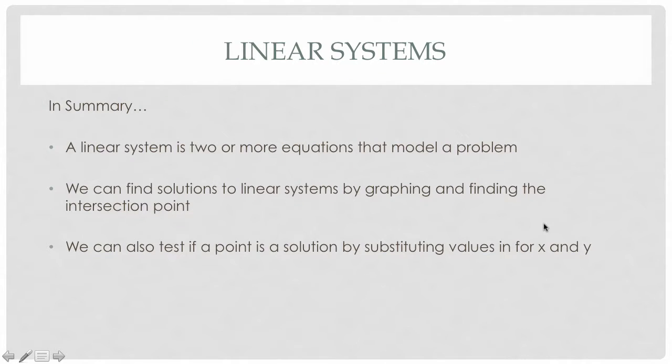So what have we done so far? This whole first week, we've looked at a linear system as just two or more equations that model a problem. We did a problem with Haley and Jordan and turned it into two equations that we graphed, made a table for, and played around with. We can find solutions to linear systems by graphing and finding the intersection point. And then we saw that we can test whether a point is a solution by substituting the values in for x and y. That's kind of setting the stage for what we're doing.